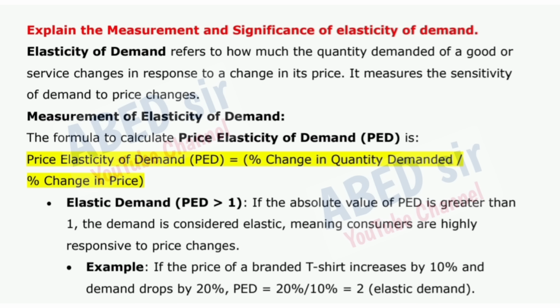The formula to calculate price elasticity of demand, PED, is: PED is equal to % change in quantity demanded divided by % change in price. Elastic demand, PED greater than 1. If the absolute value of PED is greater than 1, the demand is considered elastic, meaning consumers are highly responsive to price changes. Example, if the price of a branded t-shirt increases by 10% and demand drops by 20%, PED is equal to 20% divided by 10%, which is equal to 2, elastic demand.